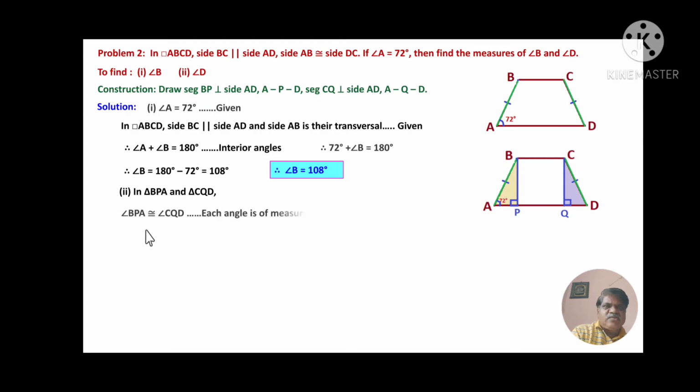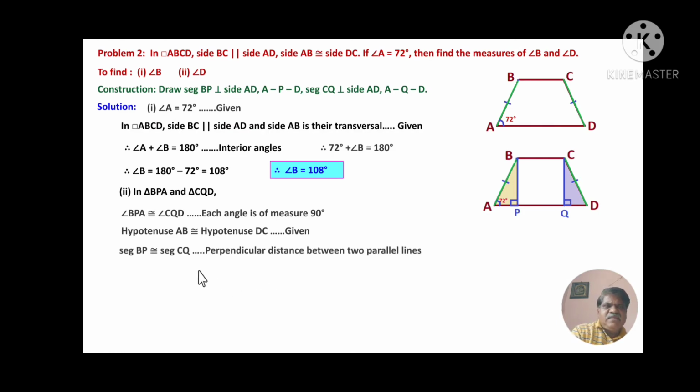In these two triangles, we will get angle BPA congruent with angle CQD, since both are 90, this P and this Q both are 90. Hypotenuse AB and hypotenuse DC are congruent, that has been already given. Segment BP is congruent with segment CQ, since these two are the perpendicular distance between two parallel lines. Therefore we can say that triangle BPA and triangle CQD are congruent by hypotenuse side test. Therefore we will get angle BAP is congruent with angle CDQ, corresponding angles of congruent triangles.